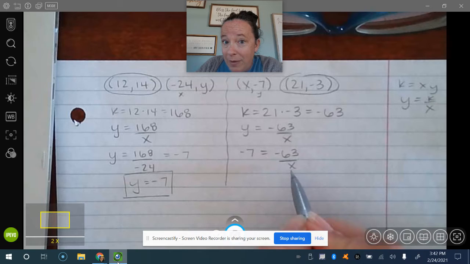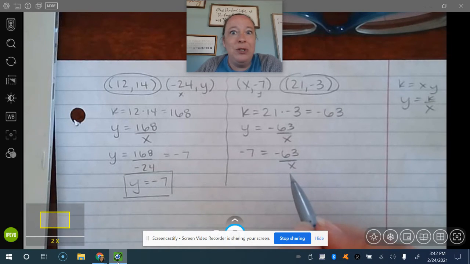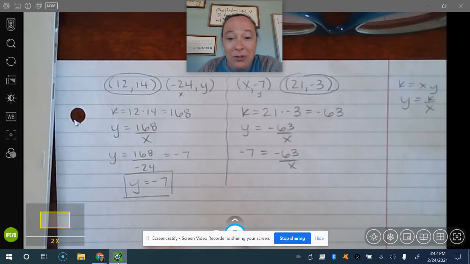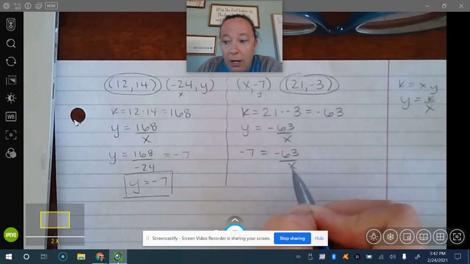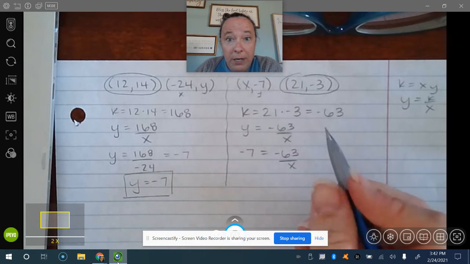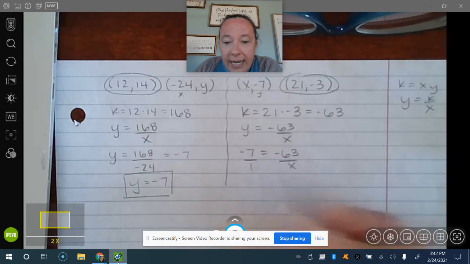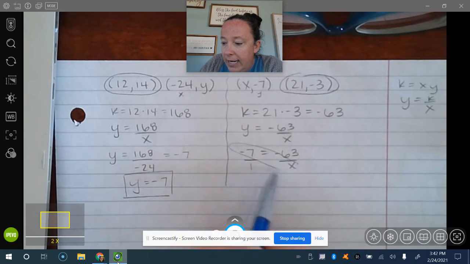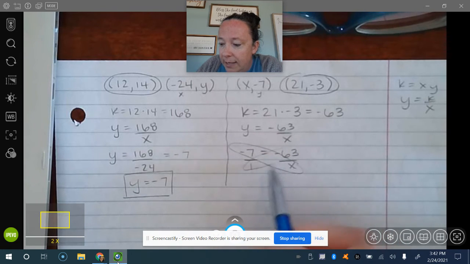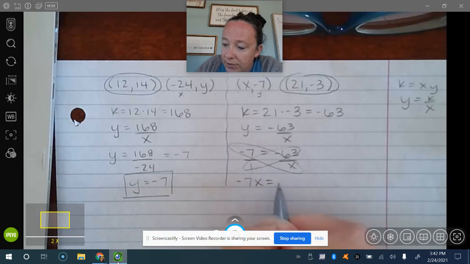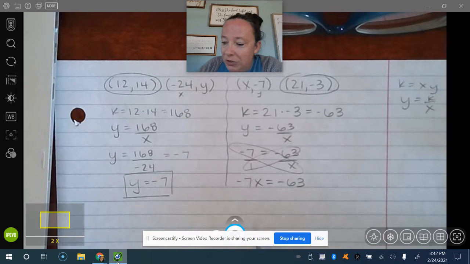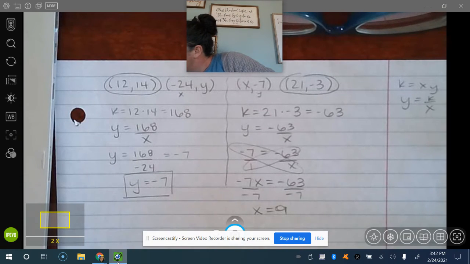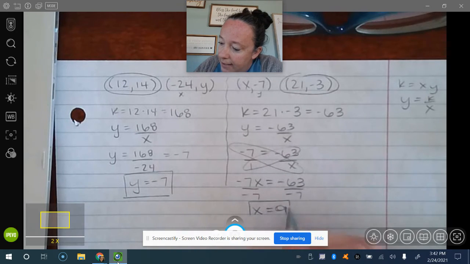But now my x is on the denominator, and kiddos lose their minds. They don't know what to do when this happens. There's a couple routes you can take. You can multiply both sides by x and go there. But what I found is most students are familiar with cross multiply. That's really negative 7 over 1. And we can say this times this equals this times this. So negative 7x equals negative 63. And then you know what to do. Divide both sides by negative 7. And we get x is 9. All right, so x is 9. Oh, goodness. All right.